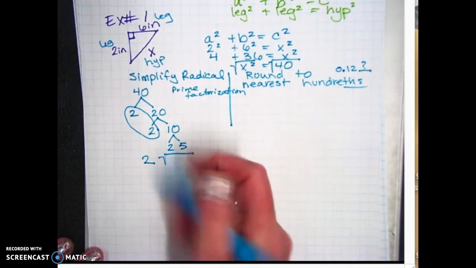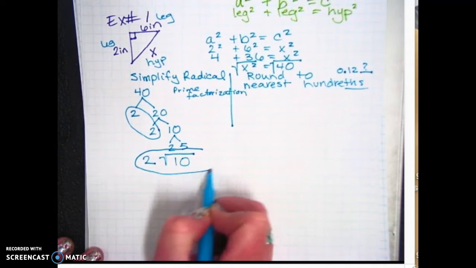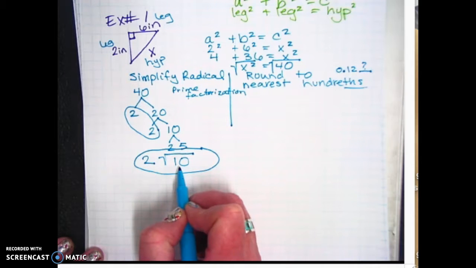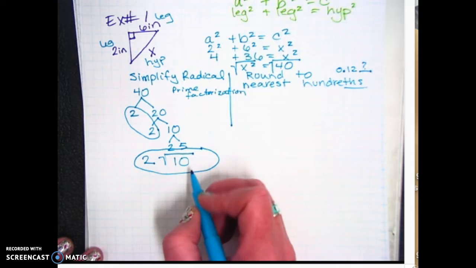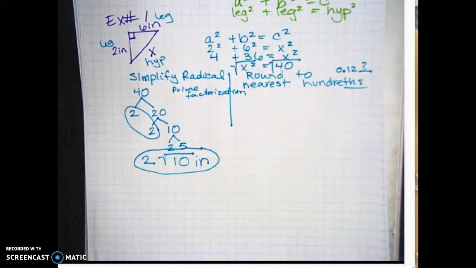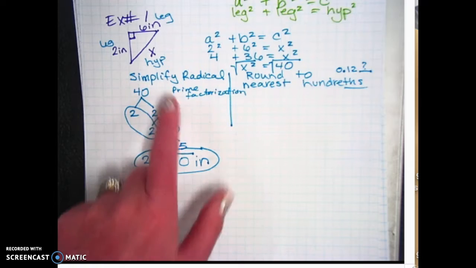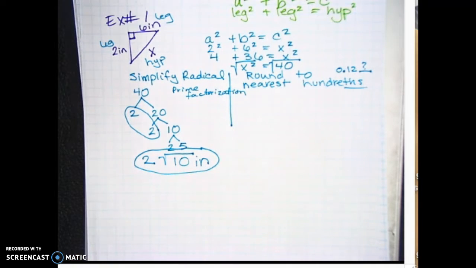So 2 times 5 is 10. So the simplified radical here is 2 rad 10. So the hypotenuse is going to be 2 rad 10, and this one was in inches. If it doesn't specify a unit, just say units or whatever. Okay? So if they want you to simplify the radical, that's how you get the answer.